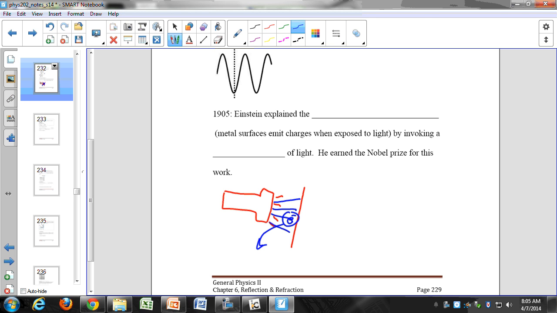As I say, y'all probably get into that in PChem. Is that right, Joseph? You'll do photoelectric effect?